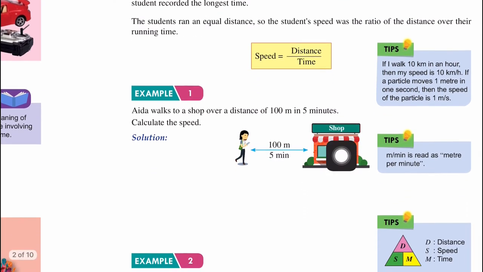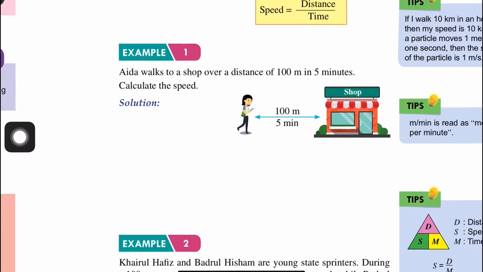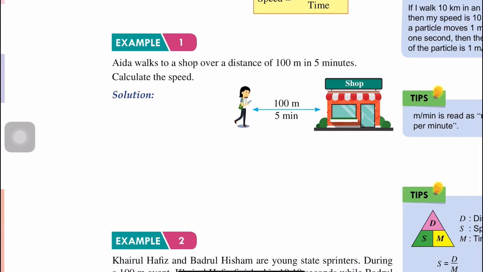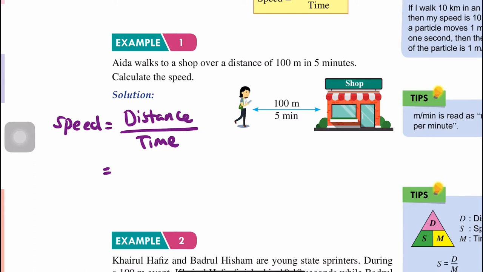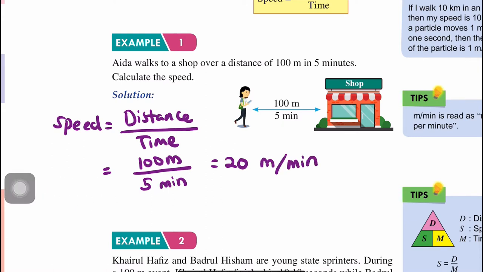So let's look at the first example. Aida walks to a shop over a distance of 100 meters in 5 minutes. Calculate the speed. So how to calculate Aida's speed? We know that the formula for speed is speed equals distance over time, where the distance is 100 meters divided by the time, which is 5 minutes. So 100 divided by 5 is 20, and that leaves us with the unit meter per minute. So you can write it as meter per minute. Clear?